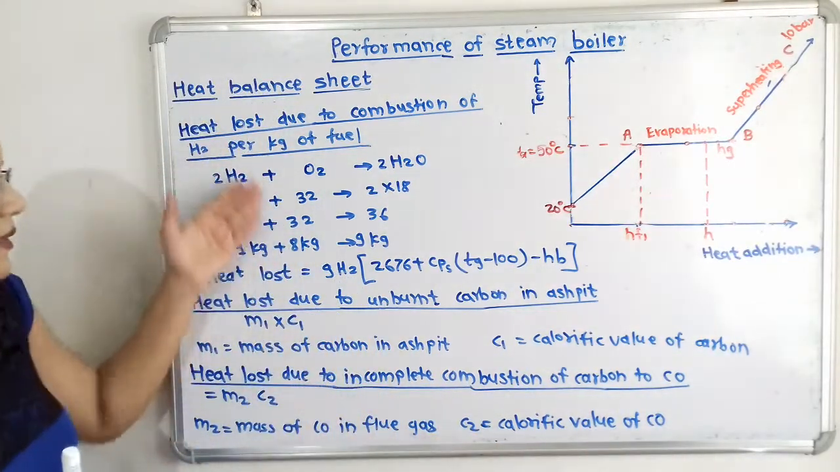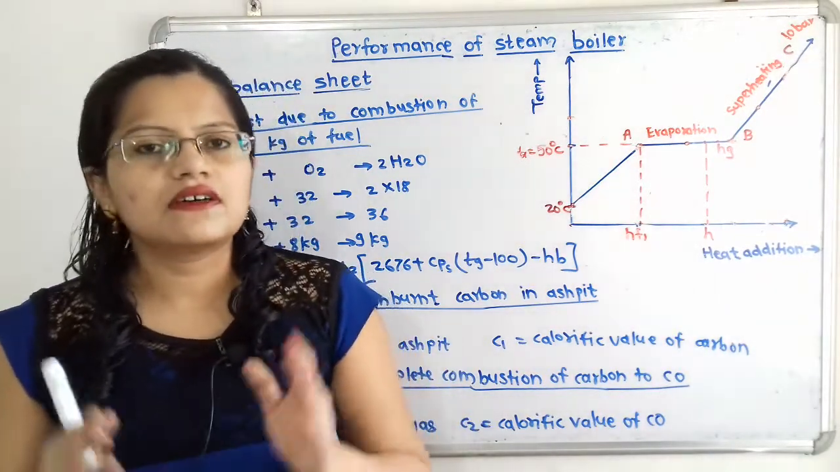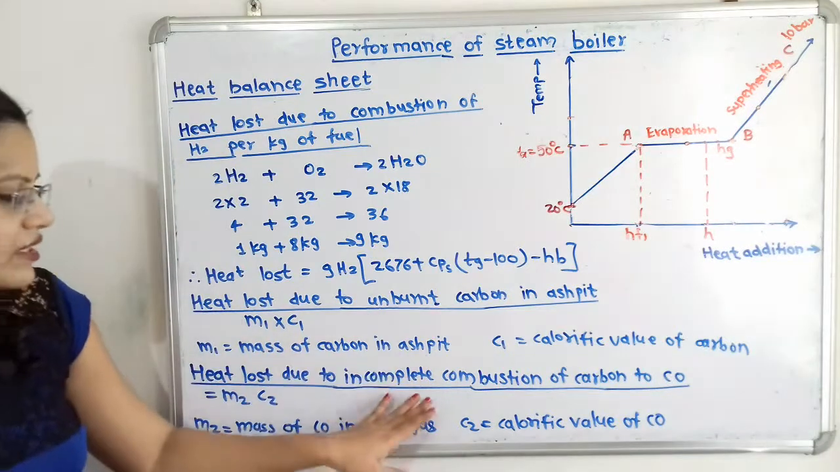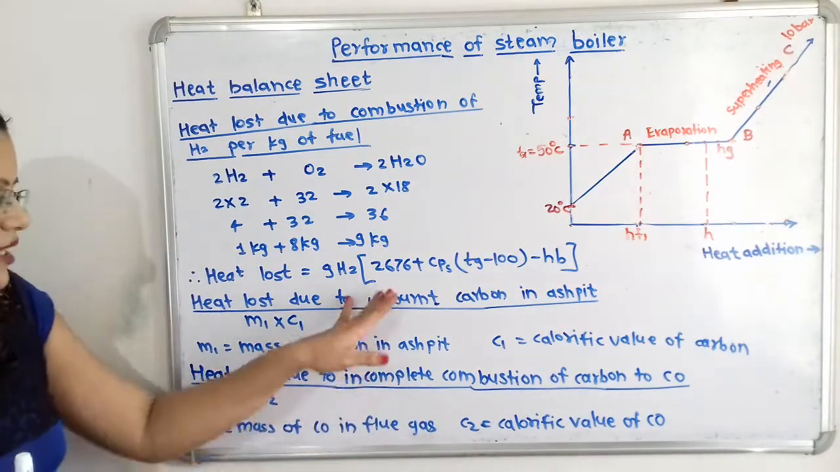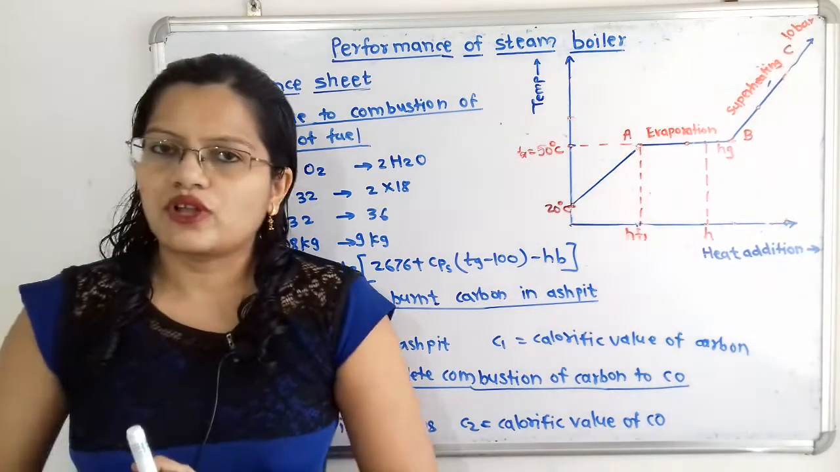So these are the remaining formulas that we have to consider whenever unburnt carbon or incomplete combustion of carbon is mentioned in the question. Then we will use this formula and we will solve the question.